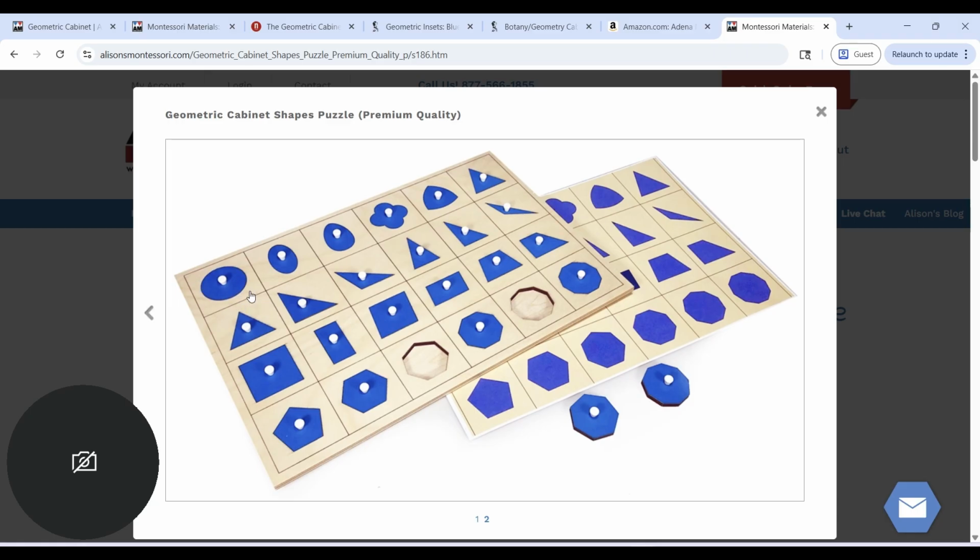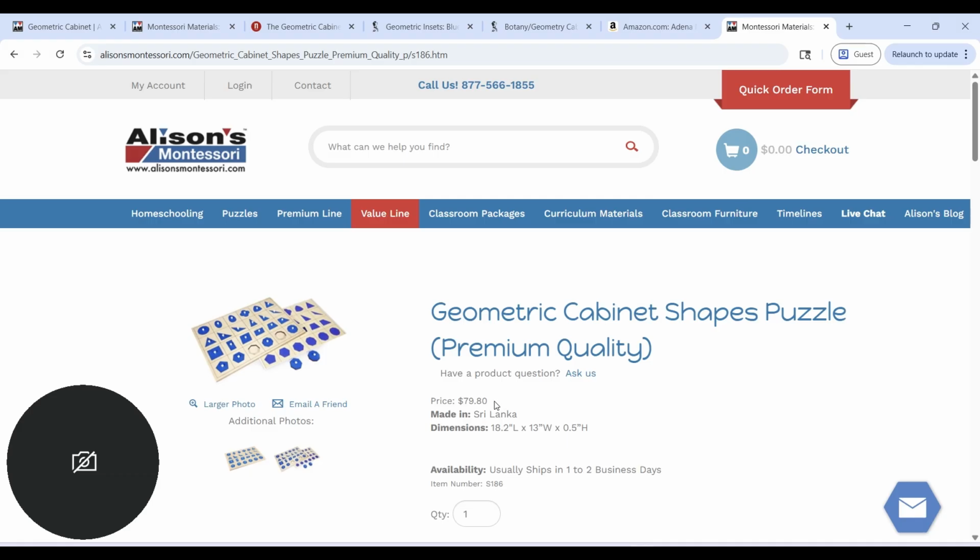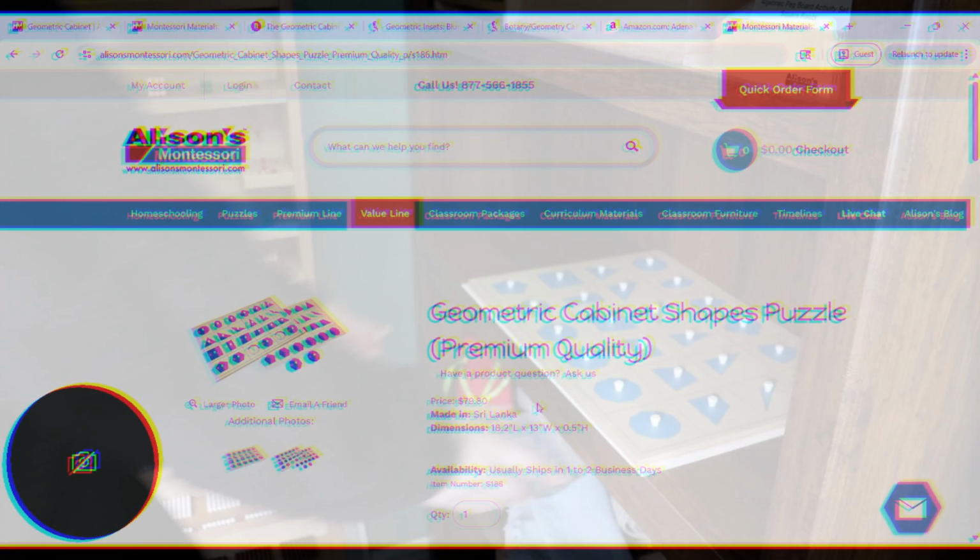Here in this puzzle, you just get 1 circle. It also does not include the chevron. And it does not include all of the rectangles with lengthening bases. The last thing it's missing is the kite, the quadrilateral kite. This puzzle is around $80. So that could be another option for you if you feel that the cabinet is more expensive than you want to pay right now, or you don't have room in your classroom or your homeschool.